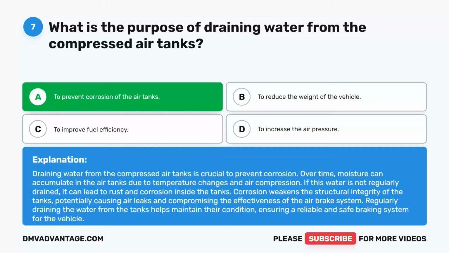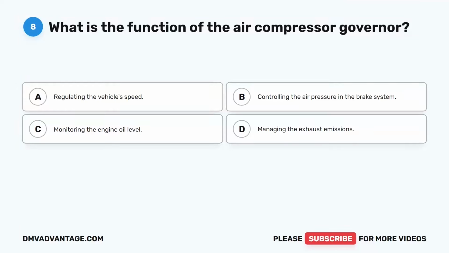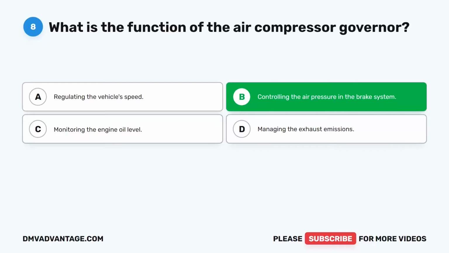Question 8. What is the function of the air compressor governor? A. Regulating the vehicle's speed. B. Controlling the air pressure in the brake system. C. Monitoring the engine oil level. D. Managing the exhaust emissions. The correct answer is B.